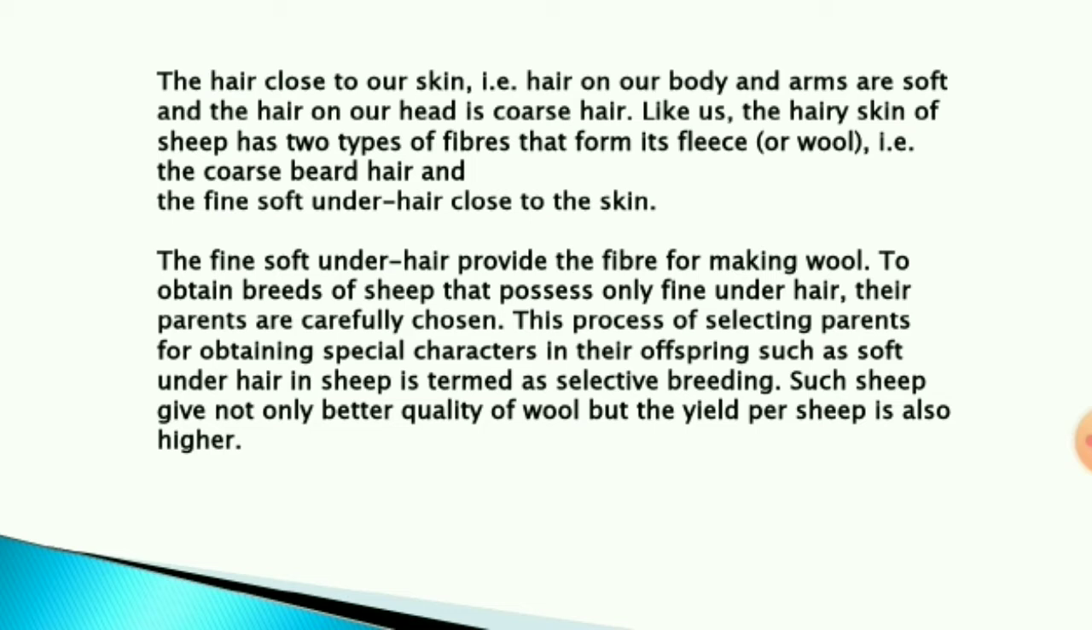To obtain breeds of sheep that possess only fine under hair, their parents are carefully chosen. This process of selecting parents for obtaining special characters in their offspring, such as soft under hair in sheep, is termed selective breeding. Such sheep give not only better quality of wool but their yield per sheep is also higher.